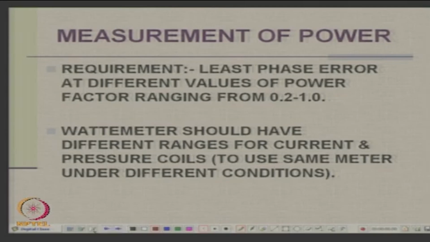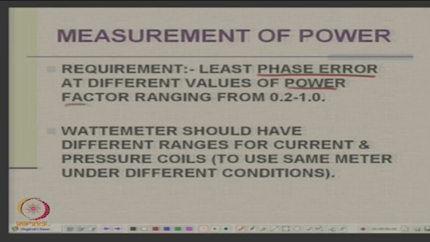Then power measurement. For that you require a proper phase angle between the voltage and current, is it not? You need it, because the power factor of these motors is generally low. These small motors' power factor will be say 0.2, 0.3, 0.4. So obviously there are considerable errors if you have a problem in measuring the phase angle between the voltage and current. So the wattmeter should have different ranges for current and pressure coils.